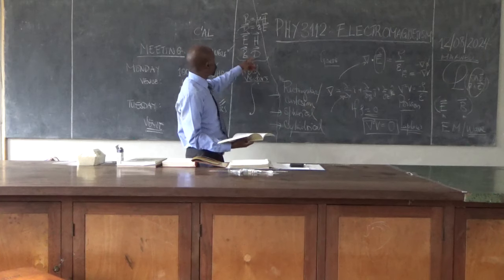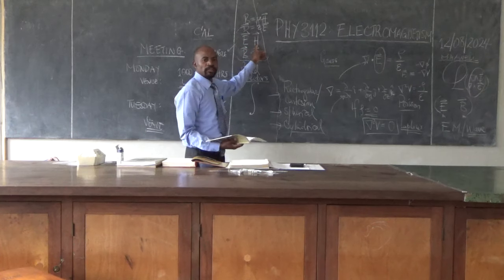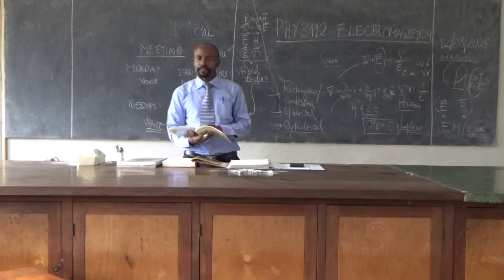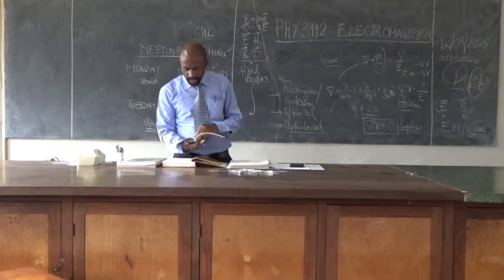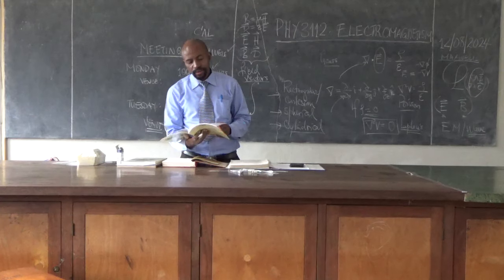So this is the electric displacement vector. This is the magnetic flux density, electric field intensity, magnetic field intensity. And then you should be able to state Maxwell's equations and use them to derive the wave equations. And then explain the effect of a plane boundary between two different media on electromagnetic field vectors.